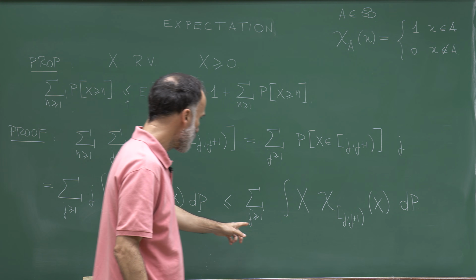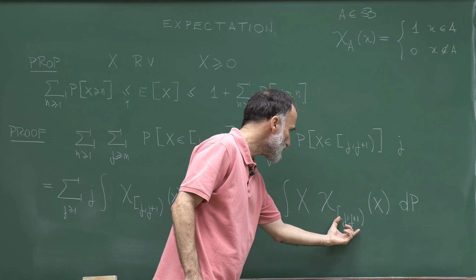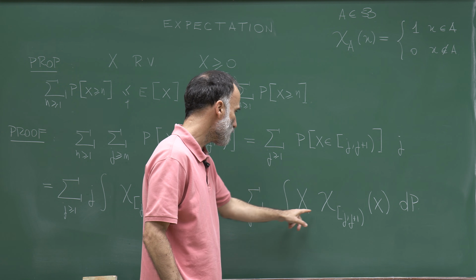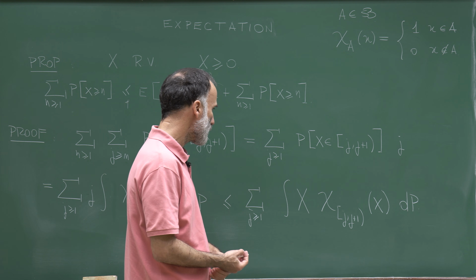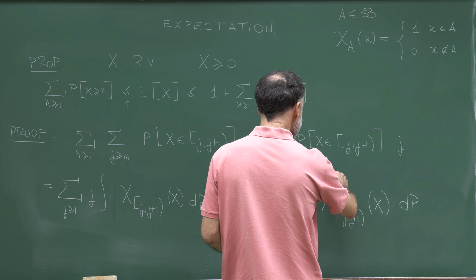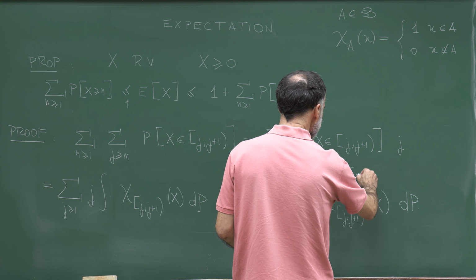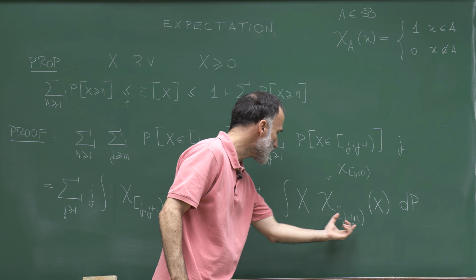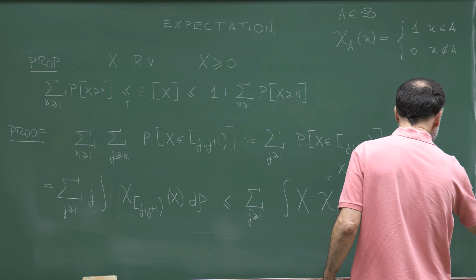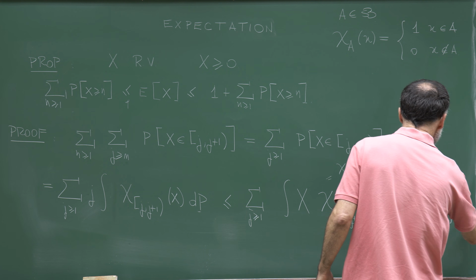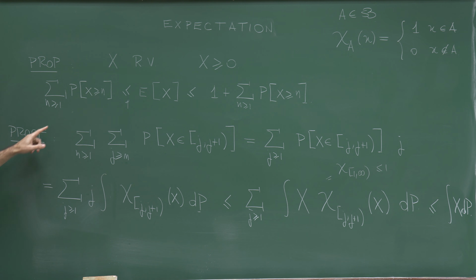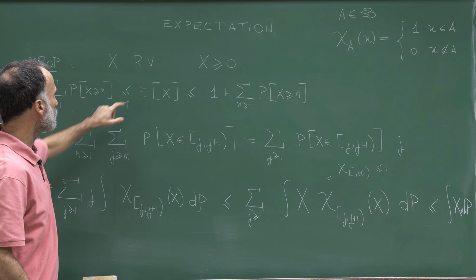And now I can sum over j, and since these intervals are all disjoint and all these expressions are non-negative, I can exchange the sum with the integral. Once I place the sum inside, the sum of all these indicator functions is equal to the indicator of the interval 1 to infinity, because the union of these intervals is given by that, and this is bounded by 1. So this is clearly less or equal than the integral of x dp, and this is exactly what we represented by the expectation of x. So we have here a proof of this first inequality.